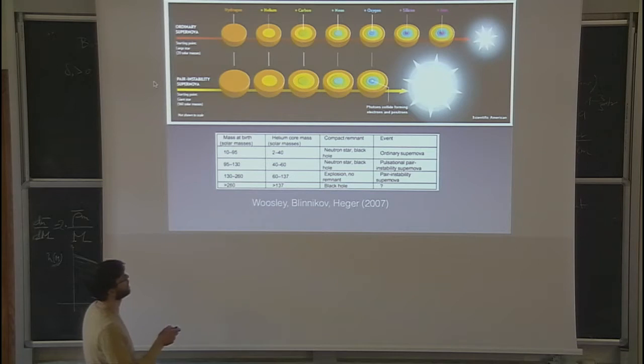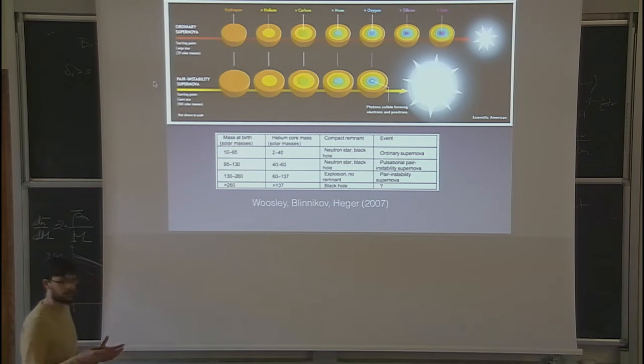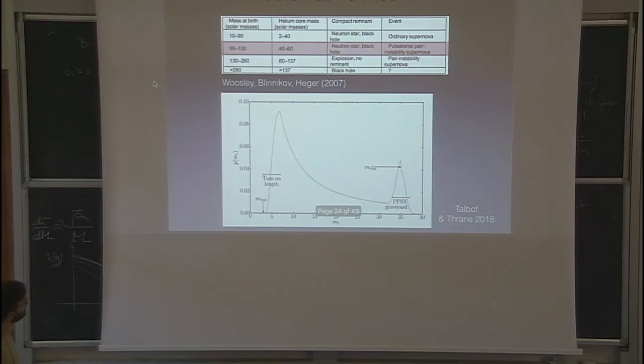So photons are what keeps these stars together. When they start transforming themselves into electron-positron pairs, the pressure of the star drops, and you have this pair instability supernova explosion. So, this is the physics behind this pair instability gap.